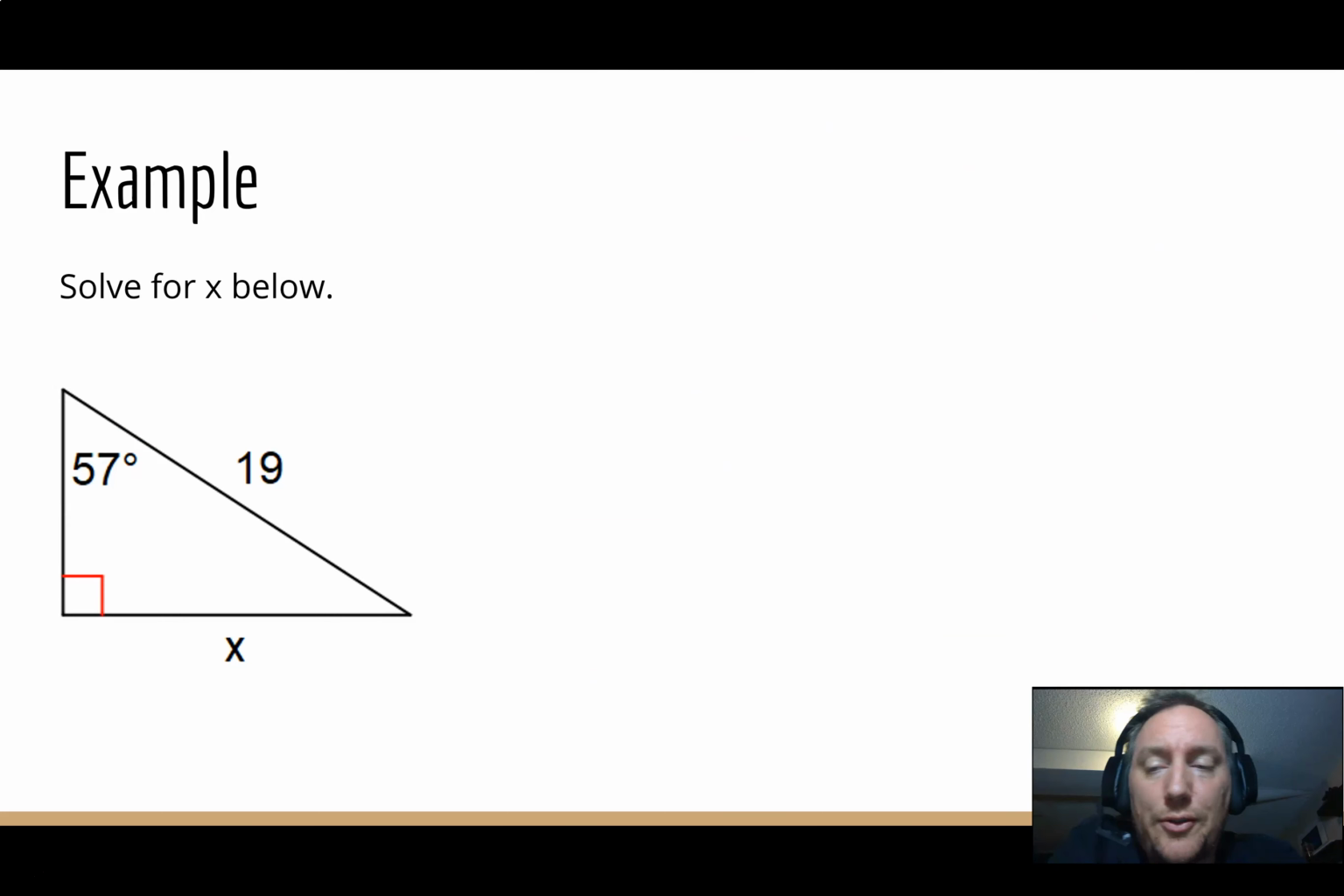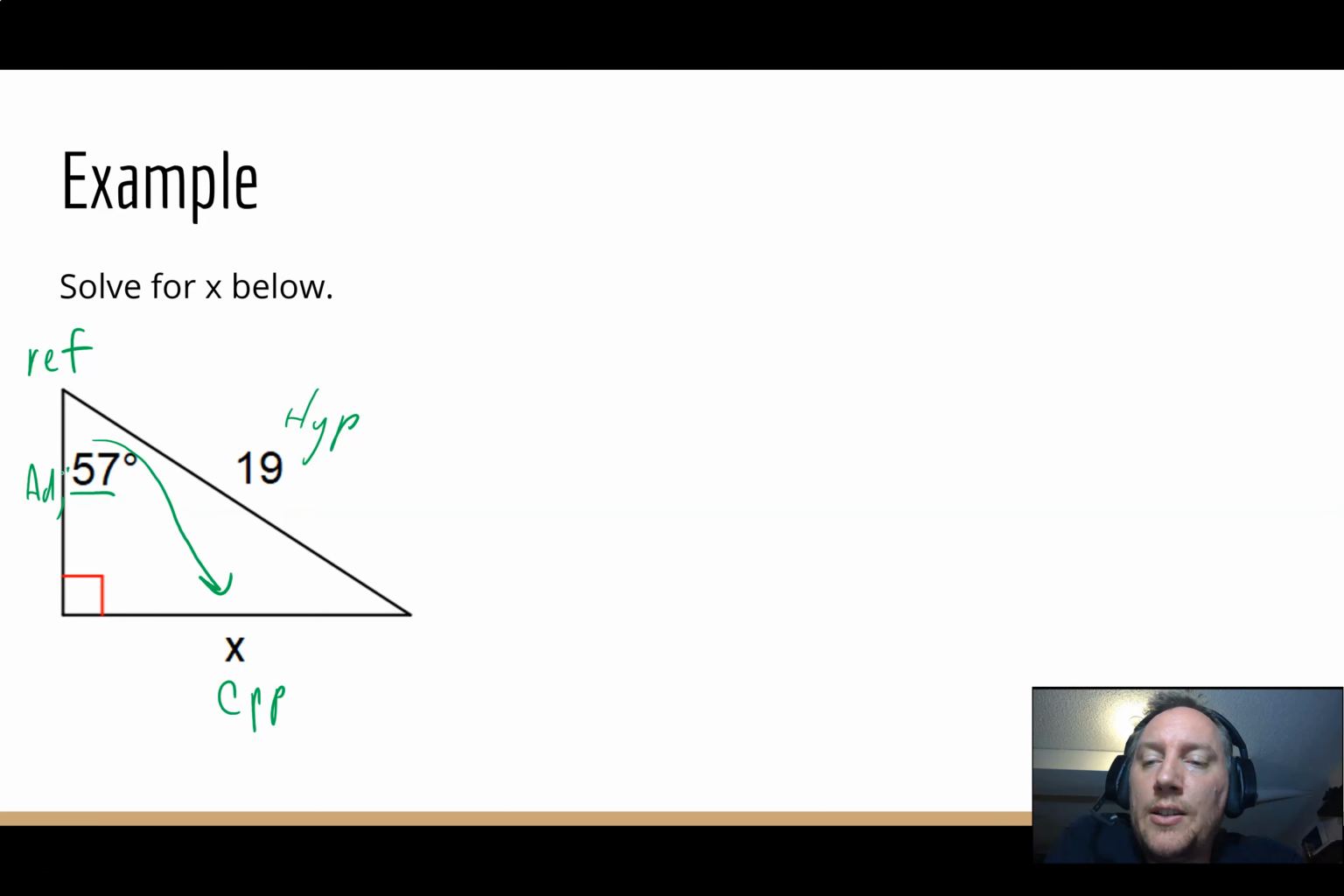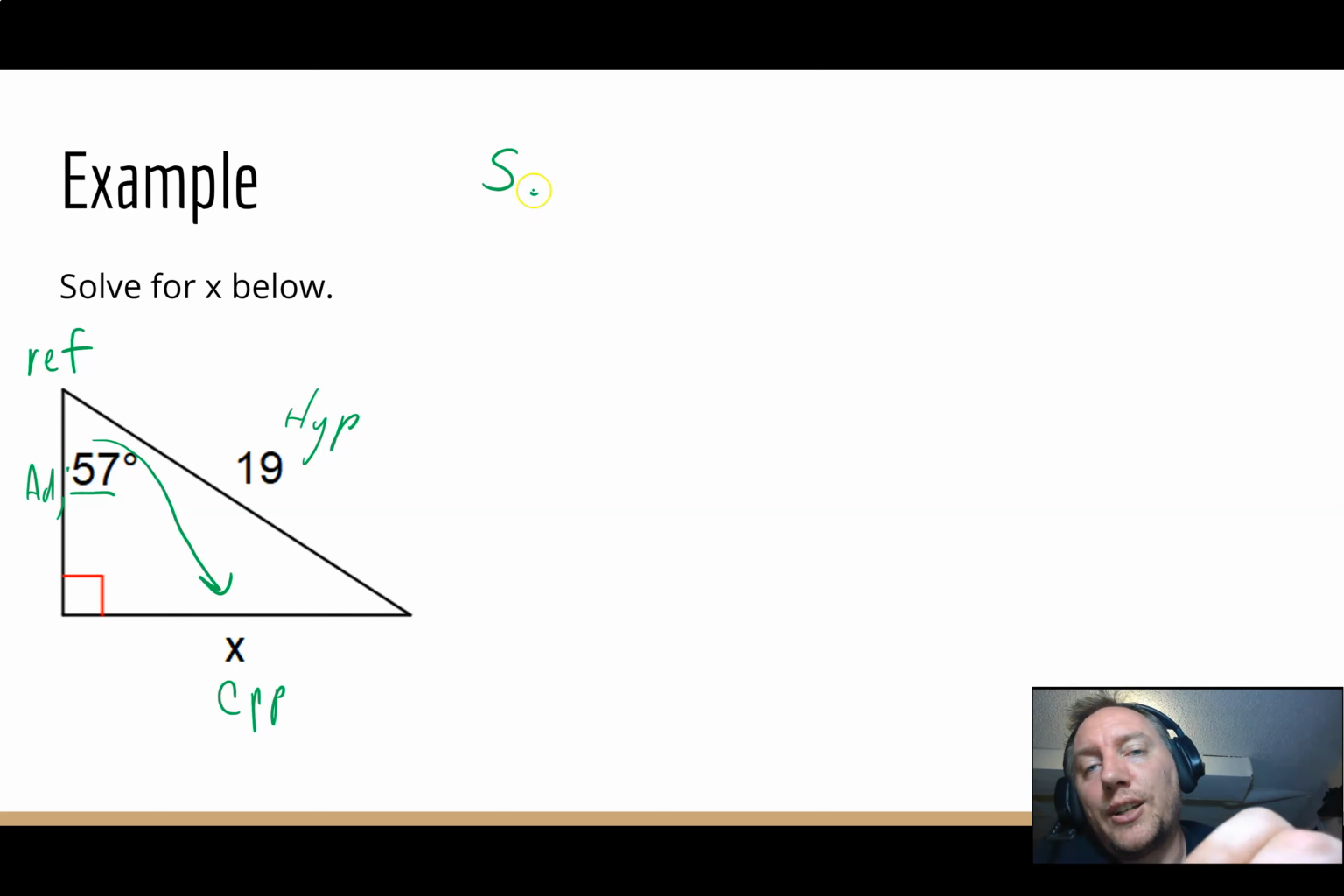I am given the angle 57 degrees. I'm going to call that my reference angle. The hypotenuse is always the hypotenuse. The opposite of the angle is my opposite. The one touching it is my adjacent. If we look at this, we don't even care about the adjacent at all. So in SOHCAHTOA, adjacent is the A, so I don't want the tangent, I don't want the cosine. All I want is sine.